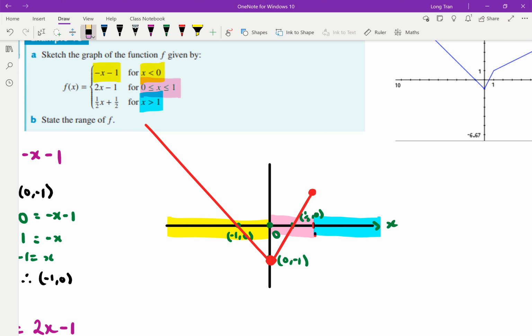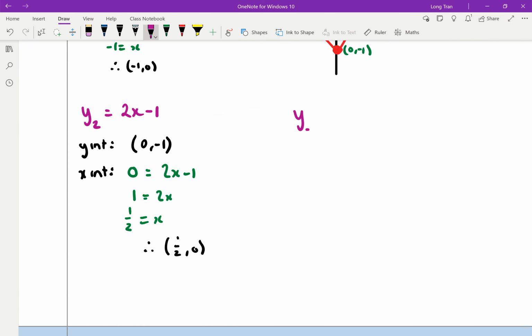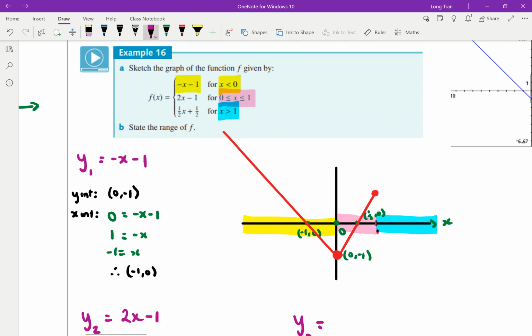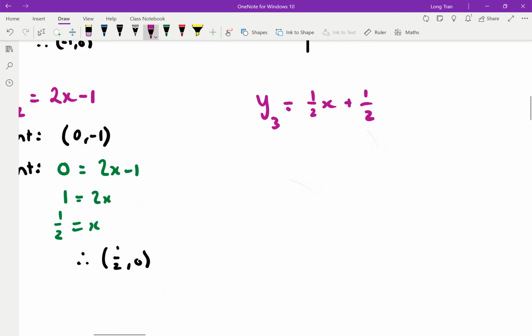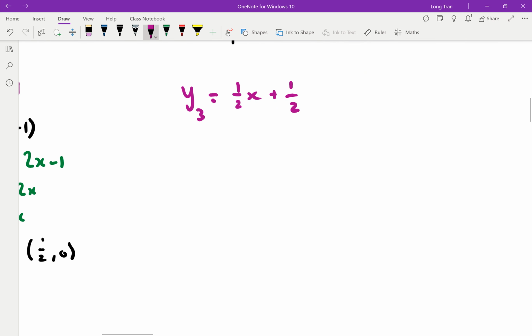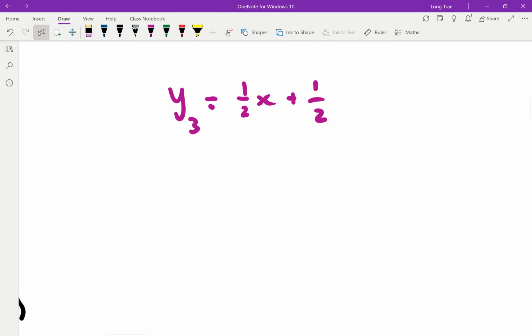Then in the cyan area, the blue area, I need to draw my third graph. So here we go, my third graph, same thing. What's my third graph? I've got half x plus half, okay. Half x plus half. So you can see it doesn't always have to be straight lines, it could have been a parabola, it could have been anything, but usually they give you a straight line to help you work through this a bit easier. But same thing, the y-intercept is clearly at (0, 1/2). Convenient again.